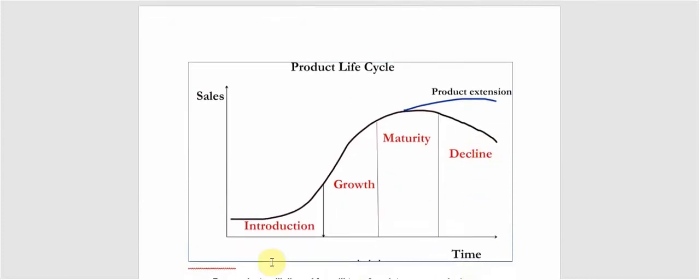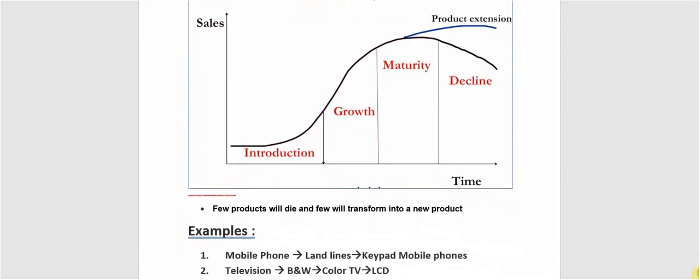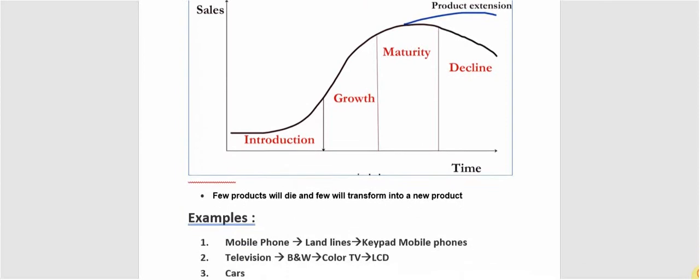When you see the graph here, time increases along the x-axis and sales volume is on the y-axis. The product life cycle has four stages, as I explained: introduction, growth, maturity, and decline. At the maturity stage, a new product may emerge through product expansion, or the product may die at the declining stage. We have different examples we can see in the product life cycle.